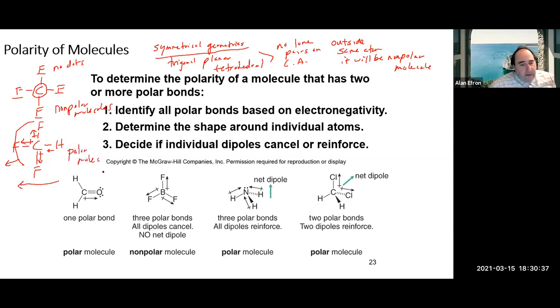So no dots on the central atom. Everything on the outside is the same. Pretty safe bet to write it's a non-polar molecule. No dots on the central atom, but everything on the outside is not the same. Probably a safe bet to call it a polar molecule. Now there's some unsymmetrical geometries.